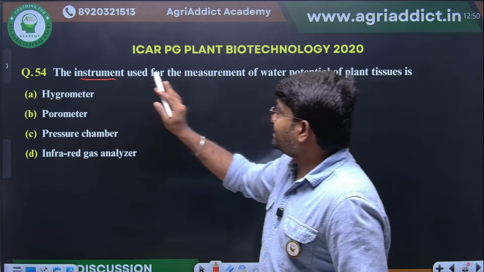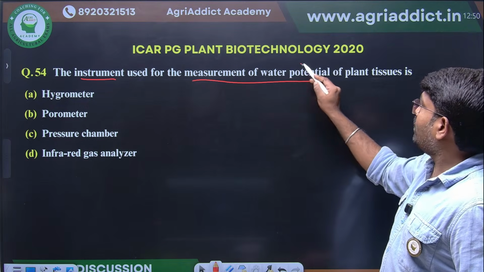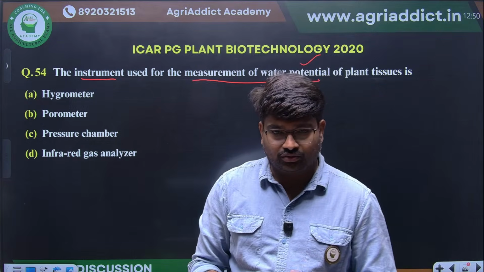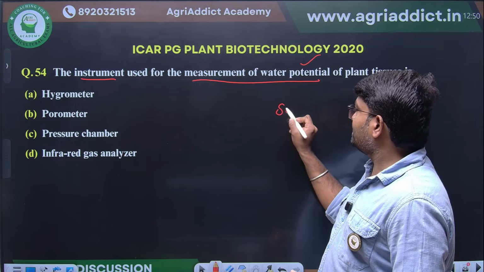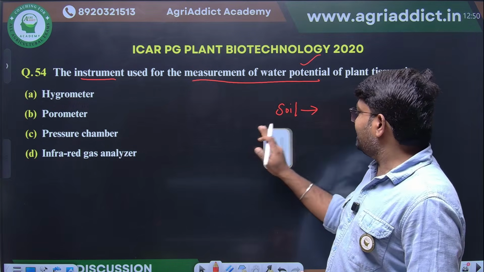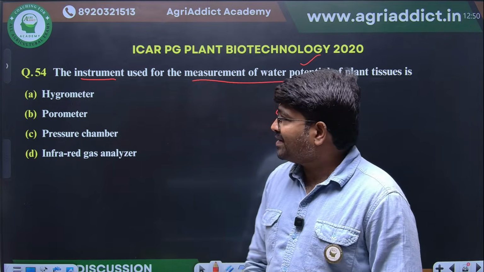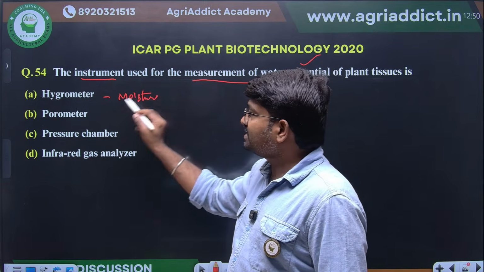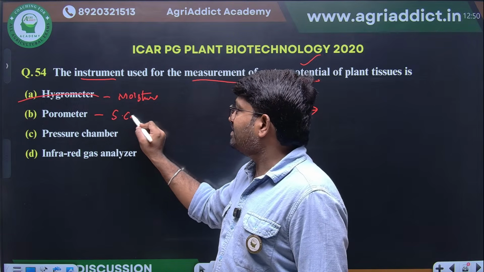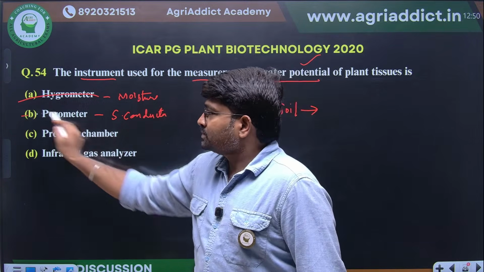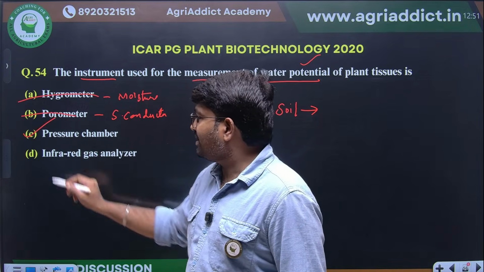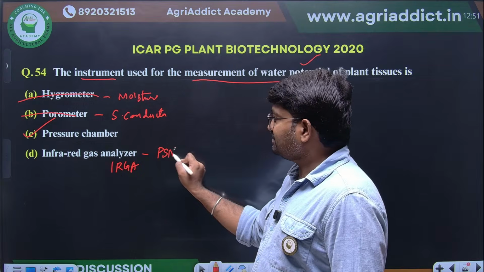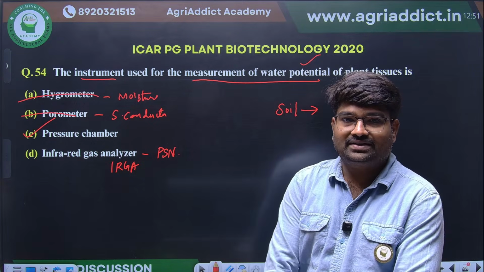The instrument used for measurement of water potential of plant. Water potential of plant will be measured by which instrument? Hygrometer, no, this is for measuring air moisture. Porometer, we measure stomatal conductance, this also will not come. Yes, pressure bomb apparatus. IRGA, where will we use it? This is for photosynthesis measurement. So, pressure bomb apparatus will be the right answer.